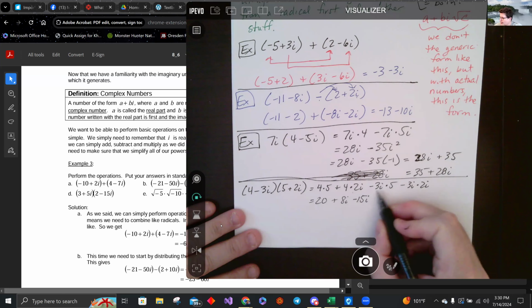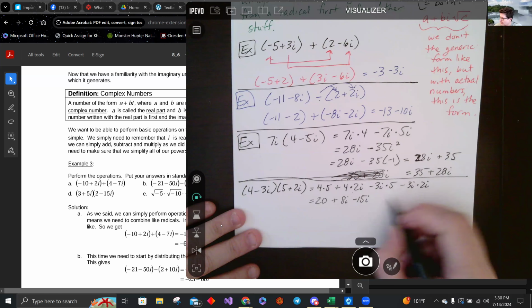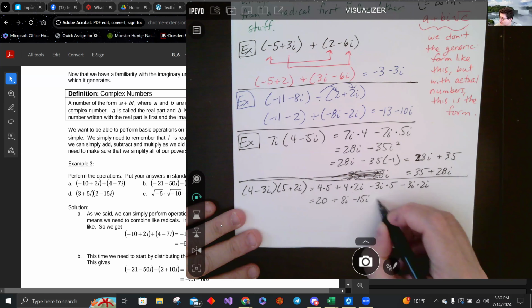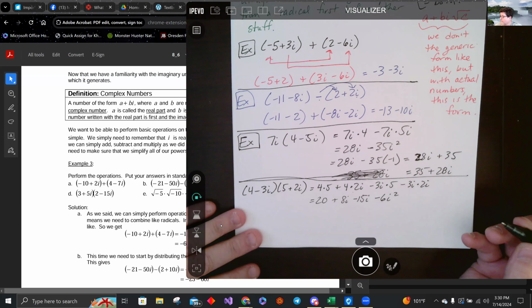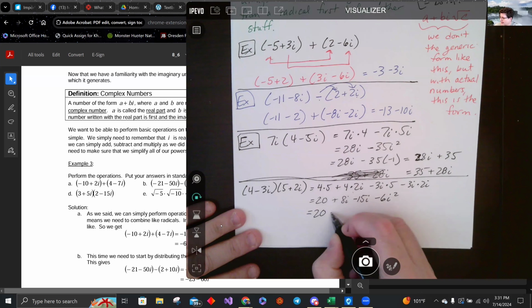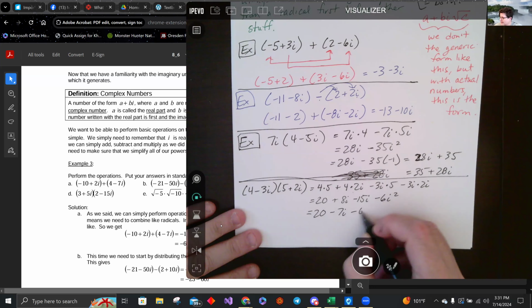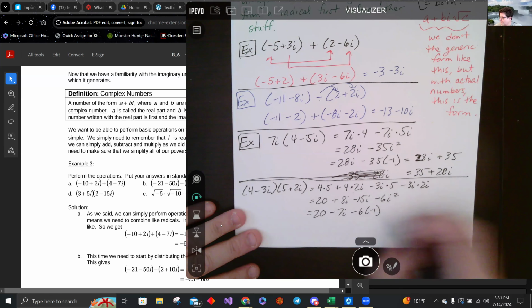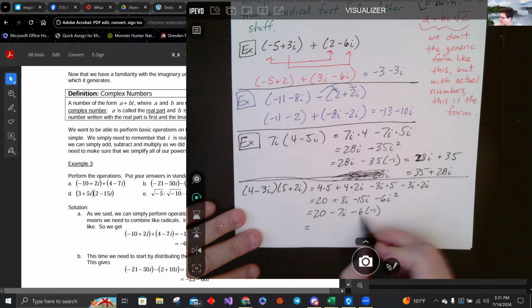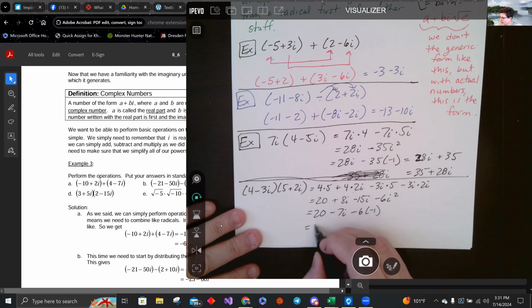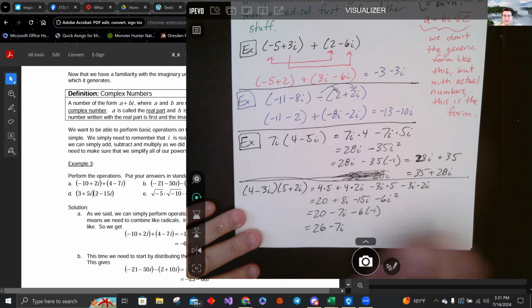So I'm just multiplying the real parts here. And here I've got 3 times 2 is 6, and i times i is i squared. So this is 20 minus 7i minus 6i squared. i squared was negative 1. This is going to turn into a positive 6. We'll add it to the 20. And we've got 26 minus 7i.